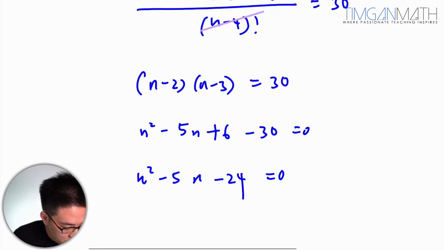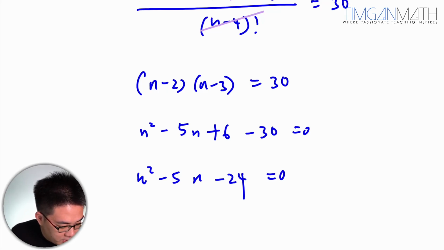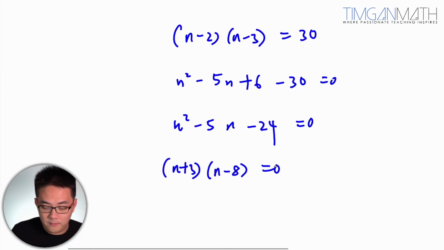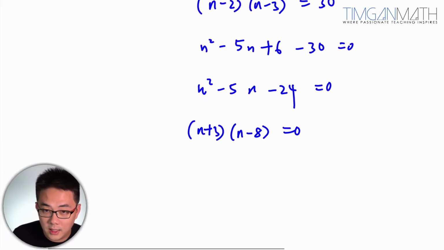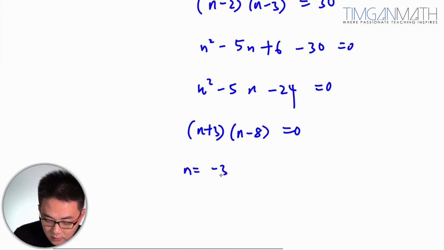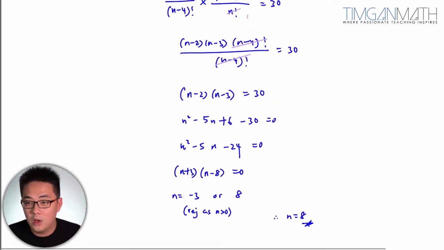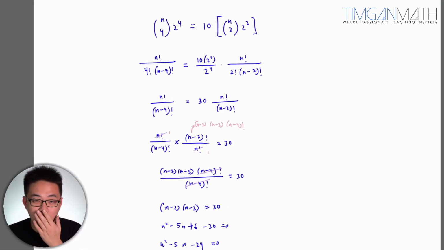Alright, so we're just going to see the moment of truth, whether we get the answer here. This is 1, negative 5, negative 24. Calculator will give us n plus 3 and n minus 8 equals 0. So in this case here, n equals negative 3 or 8. Now because n is a positive integer, reject negative 3, so hence n equals 8. Alright, so that's how you do this question here proficiently.